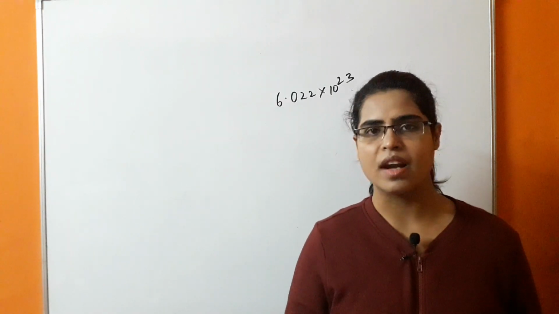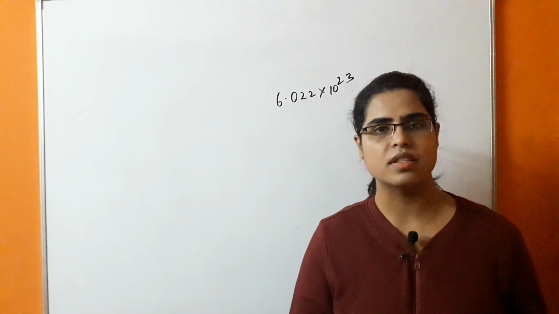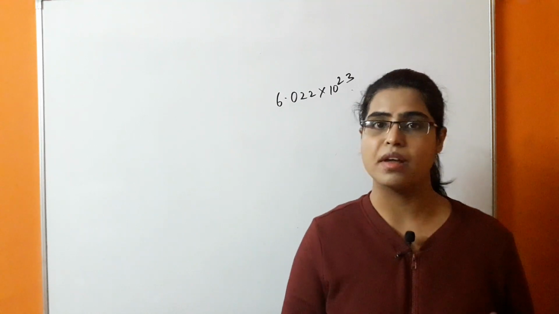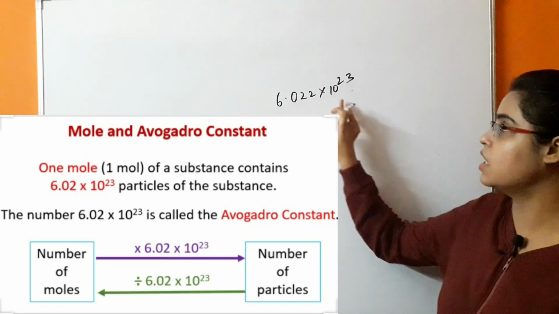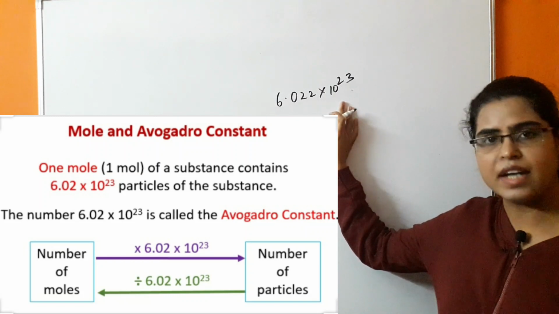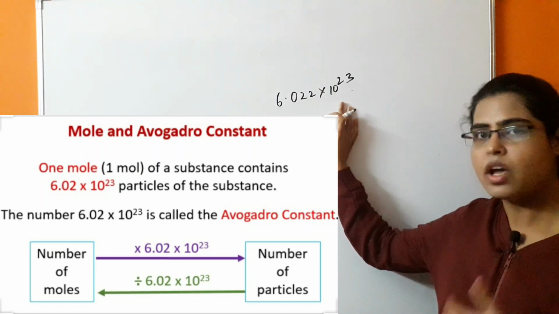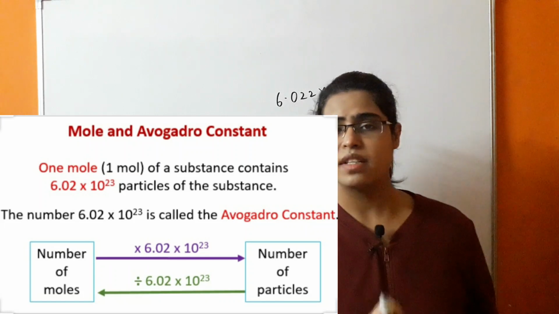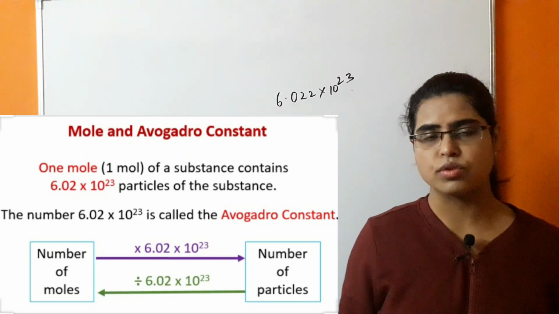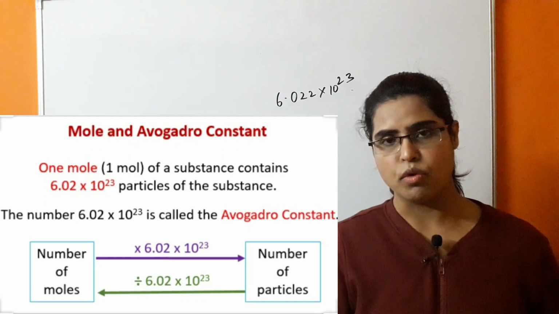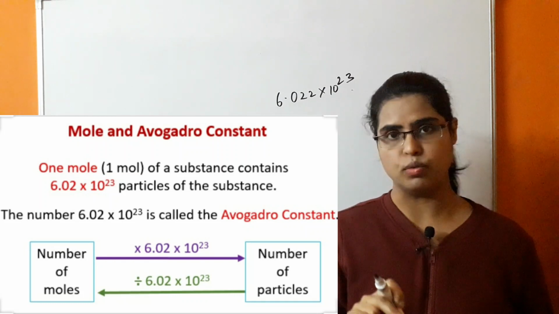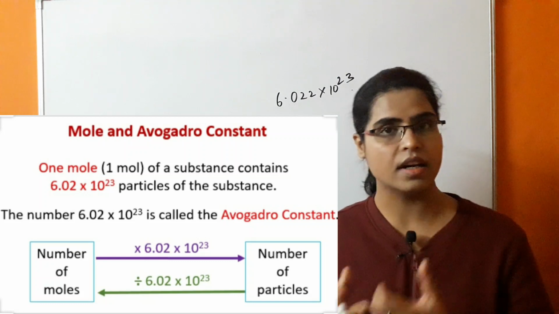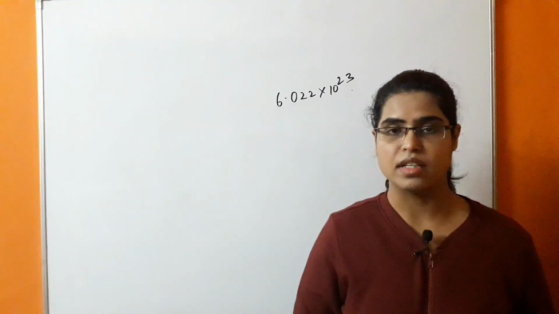It is just similar to how we use a dozen. 1 dozen is equal to 12. Similarly, 1 mole is equal to 6.022 into 10 to the power 23 atoms, molecules, ions, electrons or protons. It means every time we solve a problem related to the mole concept, we have to check what type of particle we are calculating, whether it is an atom or a molecule.